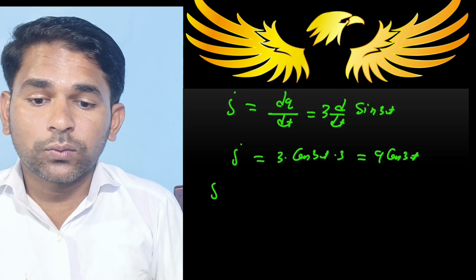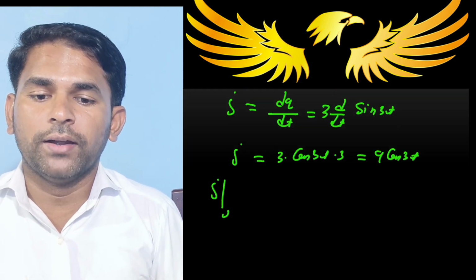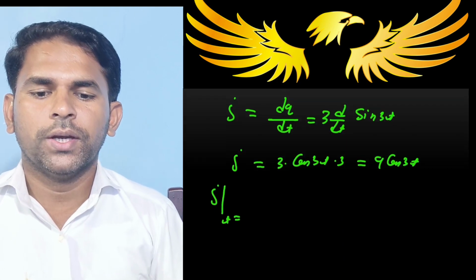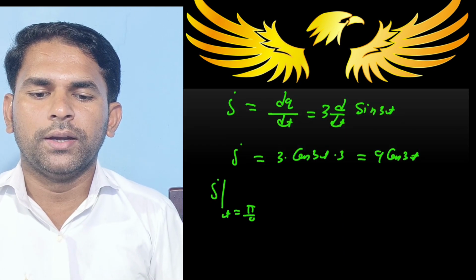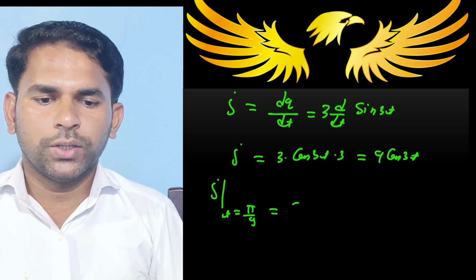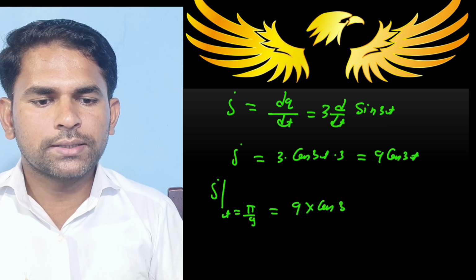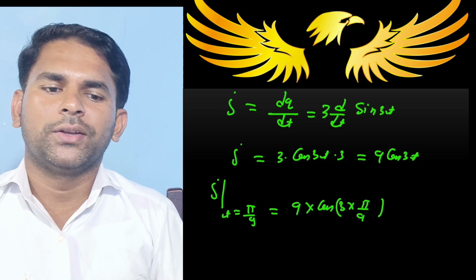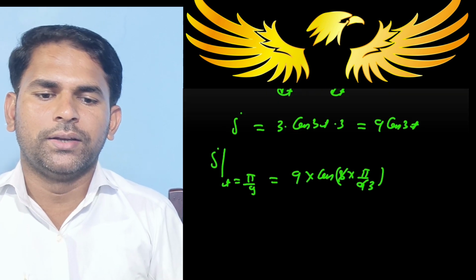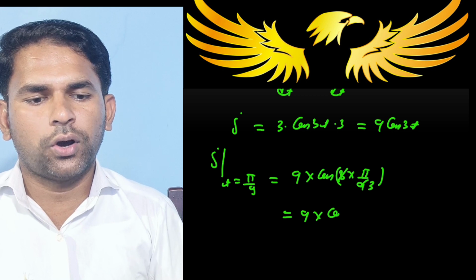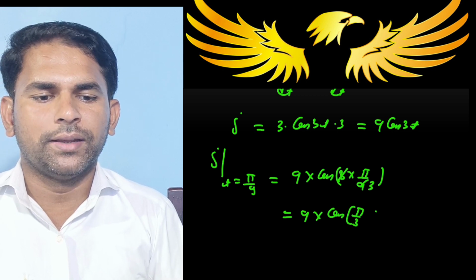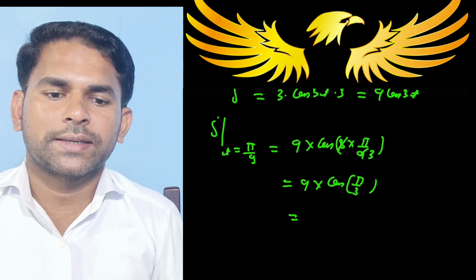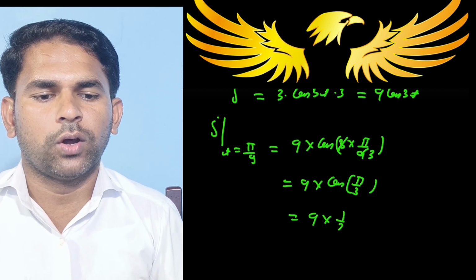But they are asking what is the amount of current when t is equal to pi by 9. Very good. So you can place t is equal to pi by 9: 9 into cos 3 into pi by 9. 3 into 3 is 9, hmm, sorry, the 9s cancel, so 9 into cos pi by 3. What is the value of cos pi by 3? Cos pi by 3 means cos 60, and cos 60 has the value 1 upon 2.